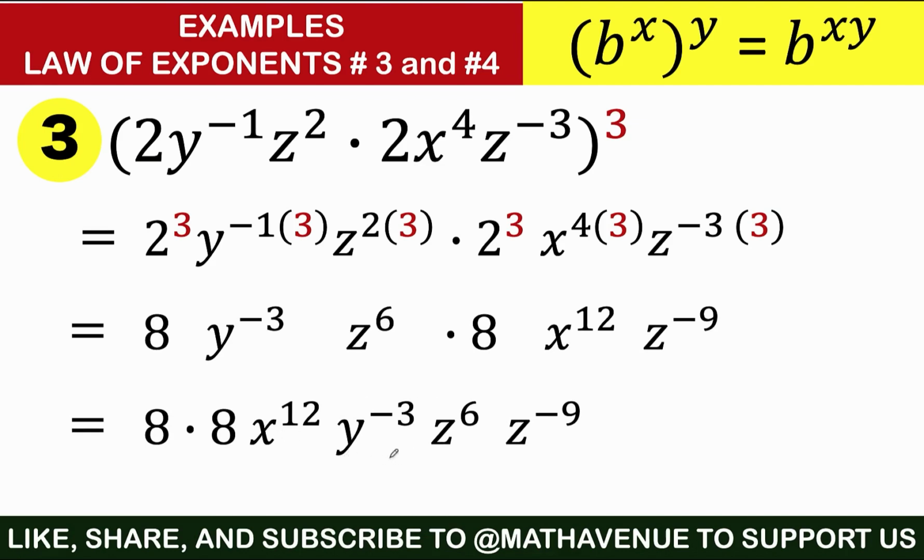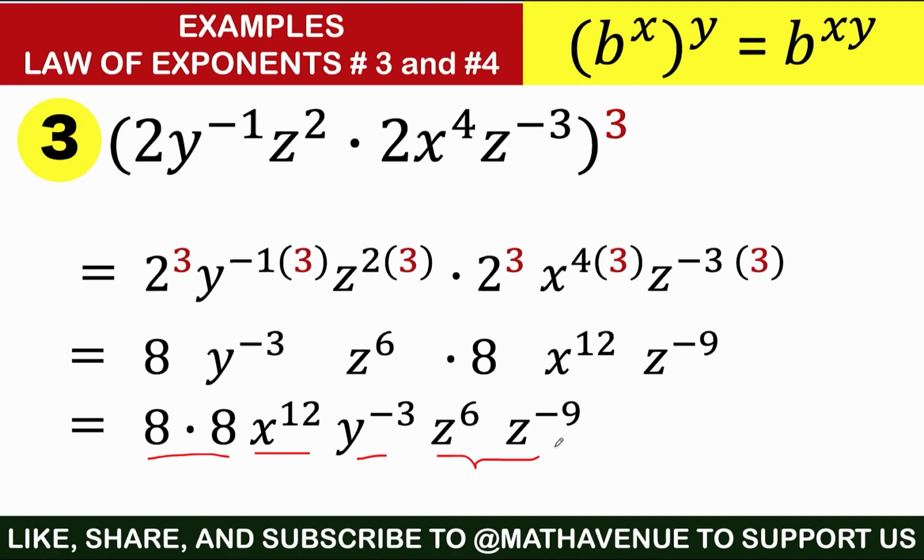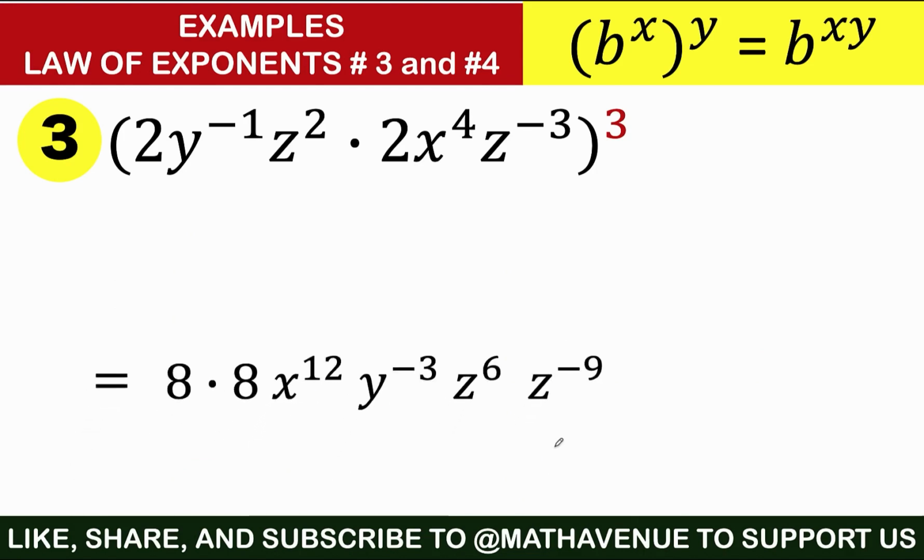And from here, we can now apply law of exponent number 1 because you're multiplying the same. And from here, notice that 8 times 8 can be simplified. X is alone, so nothing can be done. Y is alone, so nothing can be done. But here, c to the 6 times c to the negative 9, we can apply law of exponent number 1. We have the same base, and we are going to add their exponents. So this is now the result.